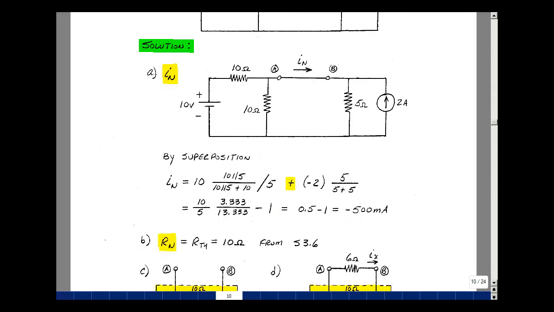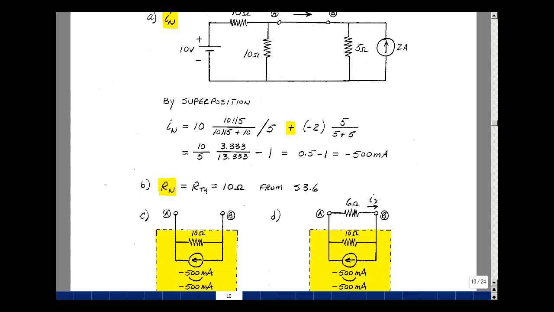The Norton resistance is found by setting the independent sources equal to 0 and looking into terminals A and B. I'll be shorting this and opening this, but that actually was what we found for our Thevenin in Supplemental Problem 3.6. Our Norton equivalent circuit is a current source pointing towards A from B with a value of minus 500 milliamps. And Norton resistance in parallel with that, which is 10 ohms.